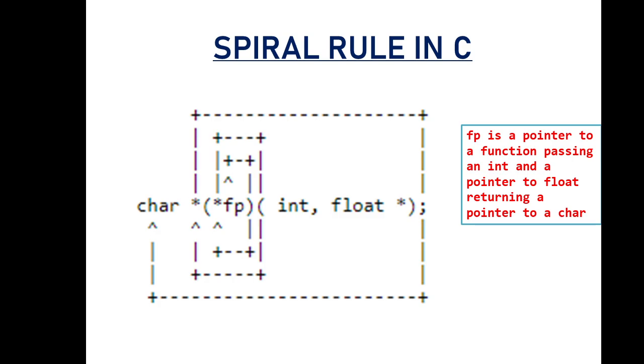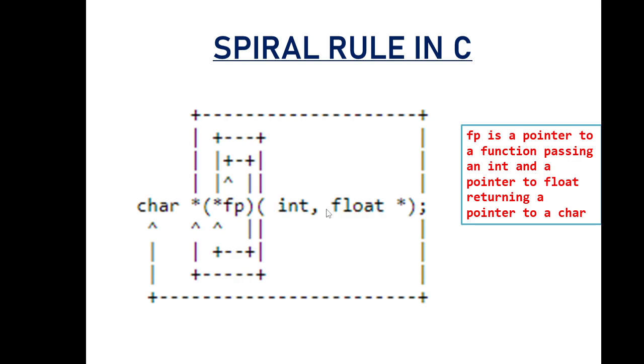But what is that function? The function gets integer and pointer to a float as arguments, and that function returns a character pointer. Okay, so fp is a function pointer. fp points to the address of a function. That function gets these two as arguments and returns a pointer to a character. So you have to read like this: fp is a pointer to a function, the function passing integer and the pointer to a float.